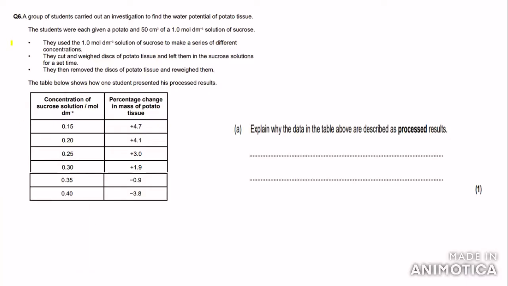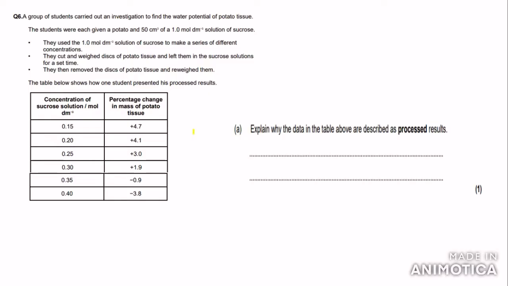So let's look at this first one. A group of students carried out an investigation to find the water potential of potato tissue. The students were each given a potato and 50 centimeters cubed of a 1 mole per decimeter cubed solution of sucrose. They used a 1 mole per decimeter cubed solution of sucrose to make a series of different concentrations. They cut and weighed discs of potato tissue and left them in the sucrose solutions for a set time. They then removed the discs of potato tissue and reweighed them. The table below shows how one student presented his processed results. So here we have the table that the student obtained.